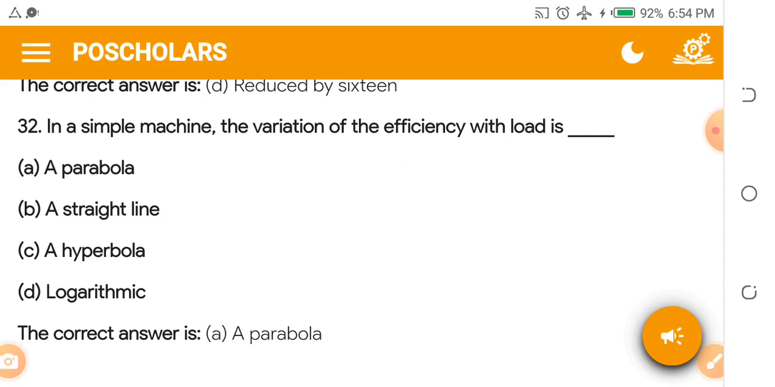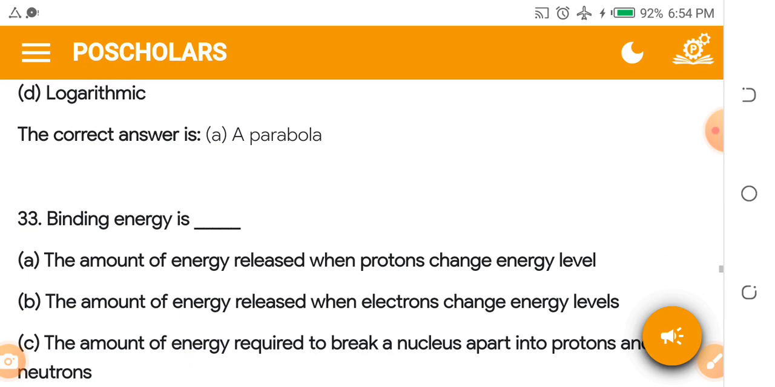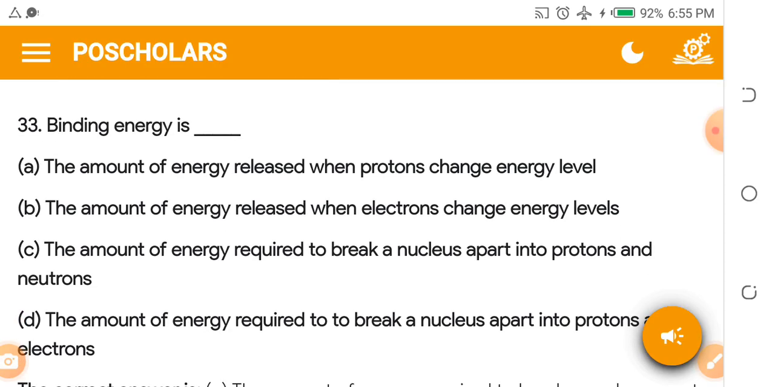In a simple machine, the variation of the efficiency with load is dash. A, a parabola. B, a straight line. C, a hyperbola. D, logarithmic. The answer is a parabola.